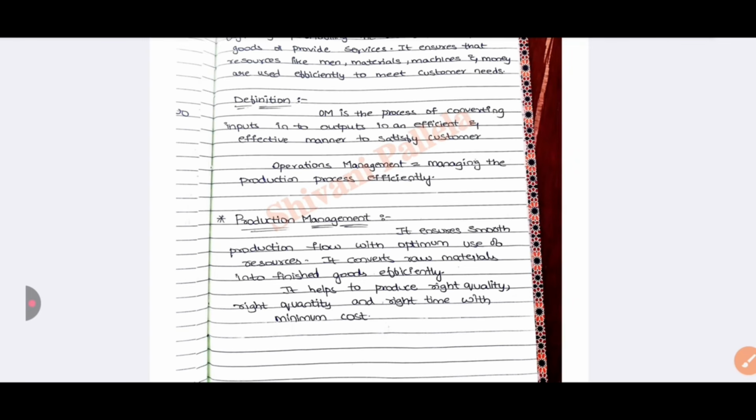Okay, production planning ensures smooth production. Whatever raw materials are there will be converted into finished goods. It helps the production achieve the right quality, right quantity, right time, with minimum expenses and minimum cost. Okay, this is about production management.